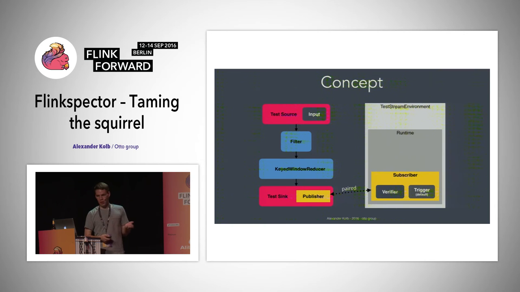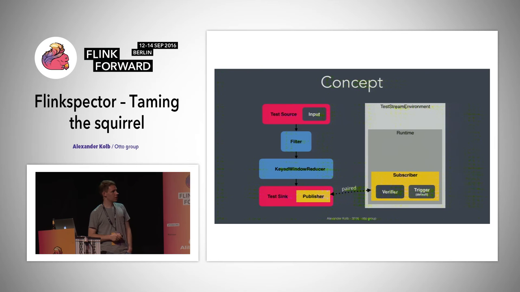What is done with this is actually creating a pipeline where you have your test source, then the input is serialized into the test source. And what the test source does is use this description of the input to create timestamps, and it also calculates watermarks based on that input. And in the background, the pipeline is switched to event time to make this work.